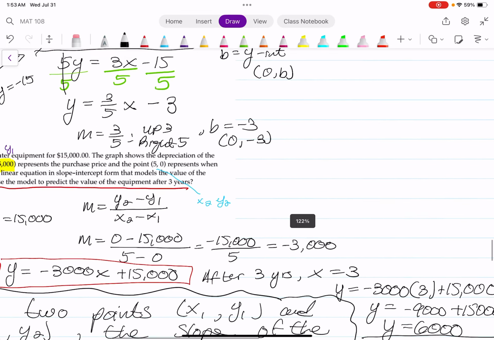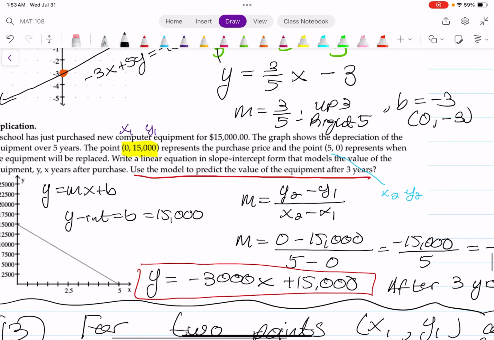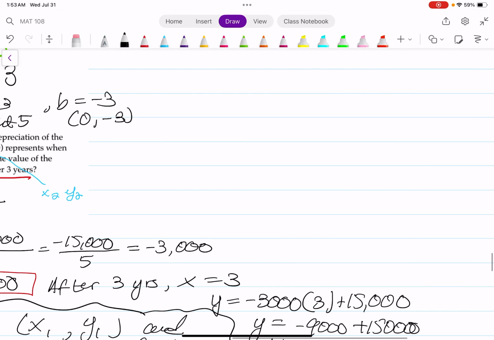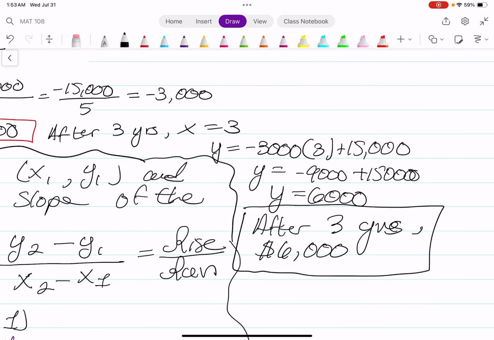So once again, for 16, we found the equation by using the y-intercept given to us and the 2 points to find the slope. And then once we found the equation of our line, we can substitute x with 3 because x is the number of years. We're trying to find after 3 years, and that is going to be $6,000.